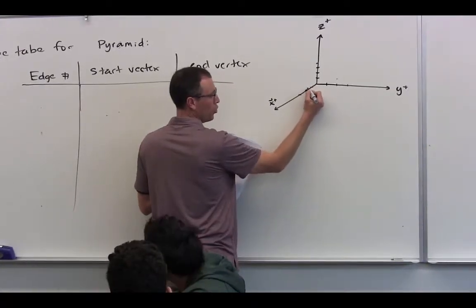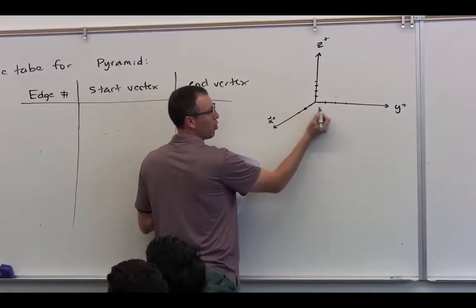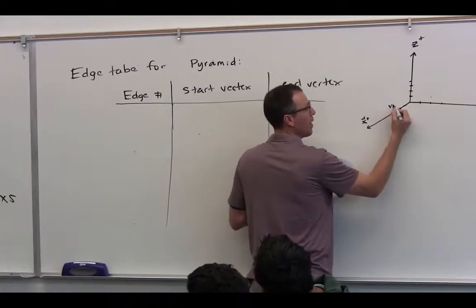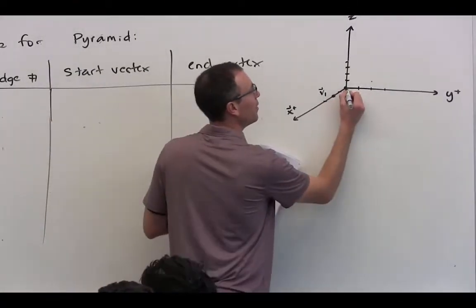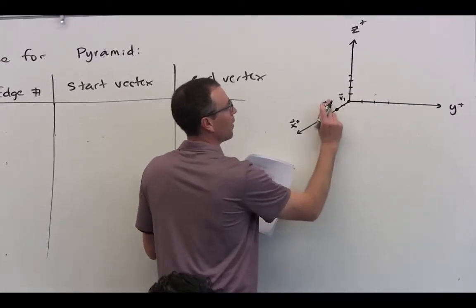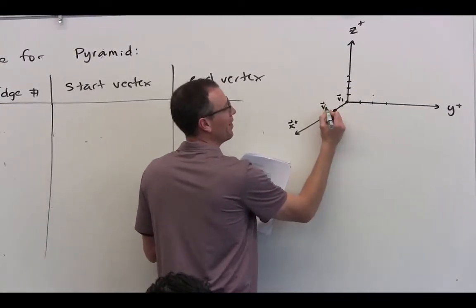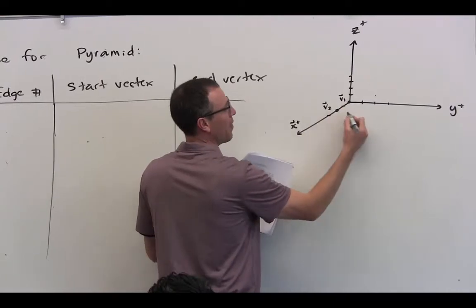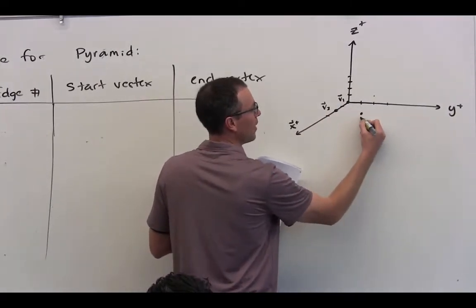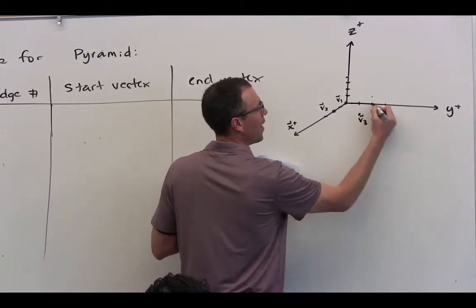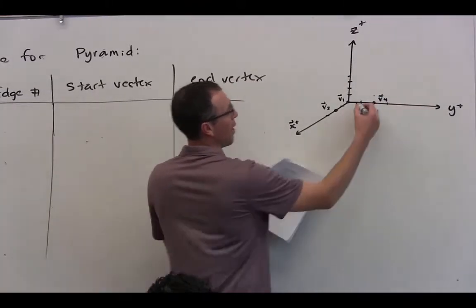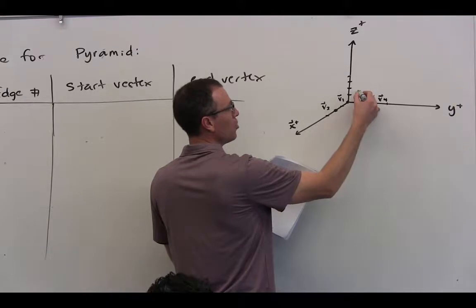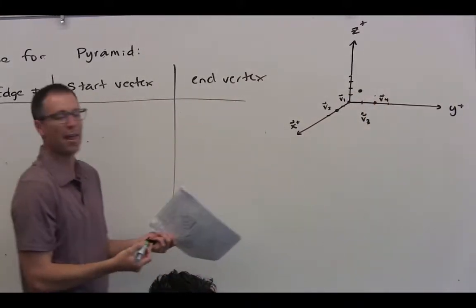0, 2, 0, 0. So I go 2 along x, 0 along y, 0 along z, and I call that v1. Where's the next vertex? Oh, sorry. Yeah, you're right. Okay, what's the second one? Okay, and then what? Yeah, so now I've got v3, and then v4, and then I go 1, 1, 2, but I've kind of got to trace that thing a little bit, right?